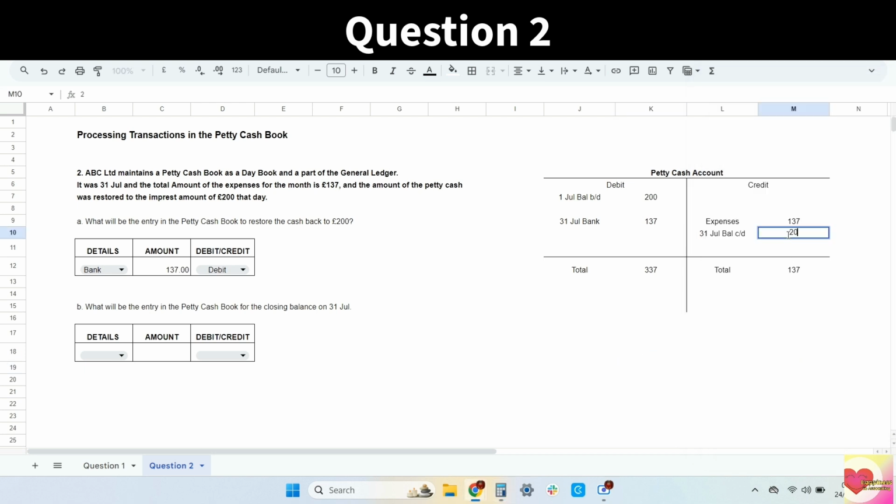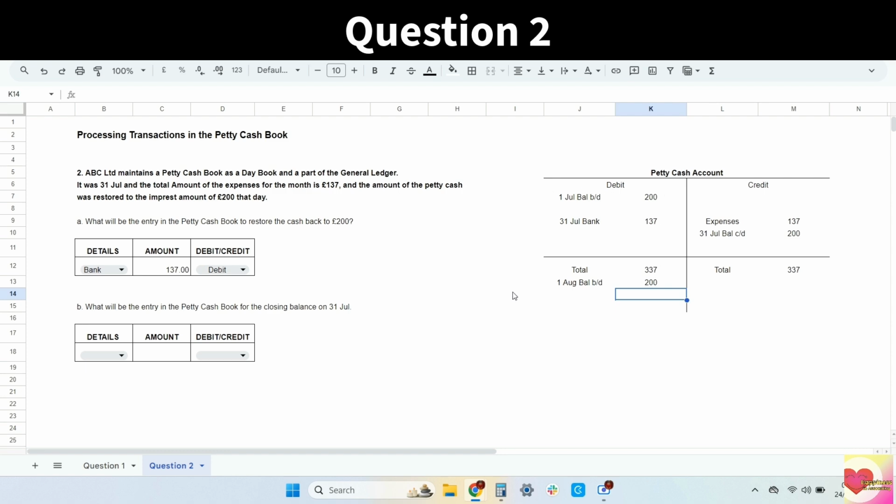Then we are going to insert the balance brought down to the opposite side where we entered the balance carried down, which is debit. The date is the beginning of the following month. And then let's enter balance brought down. And the amount is the same amount, which is 200. It means at the beginning of each month, the amount of cash inside the petty cash box is always 200.